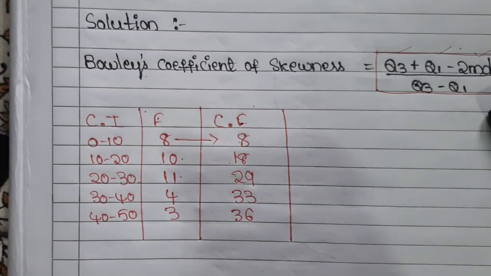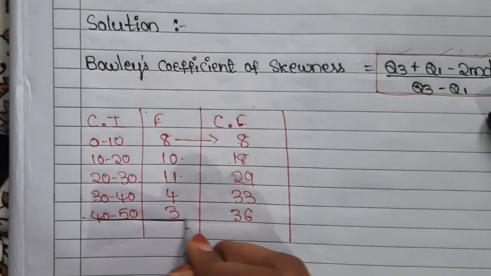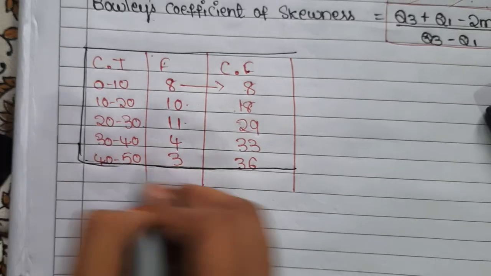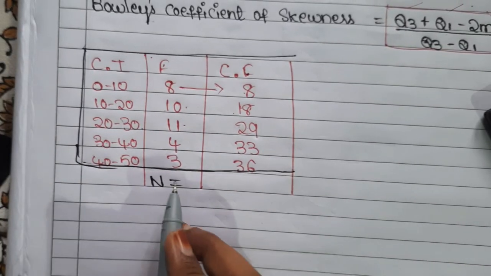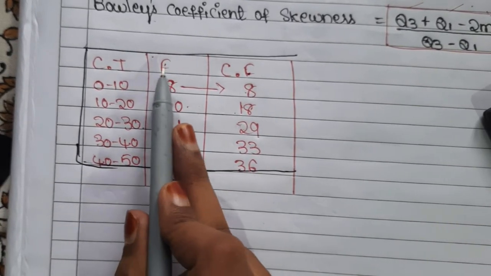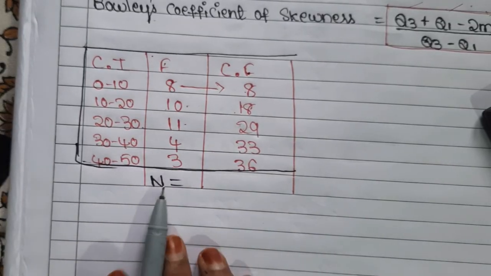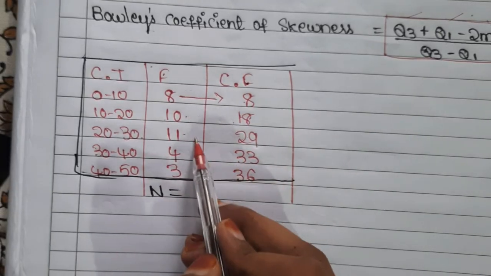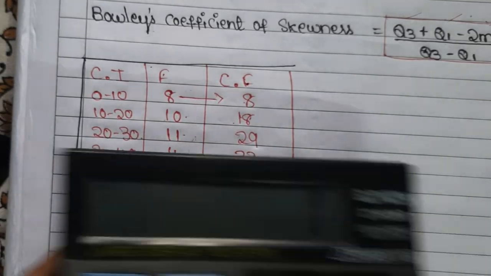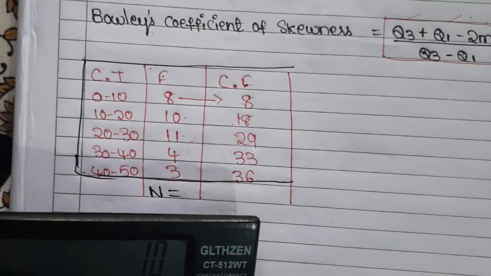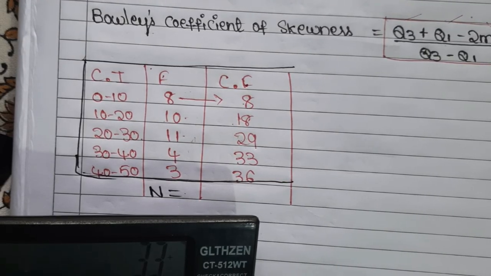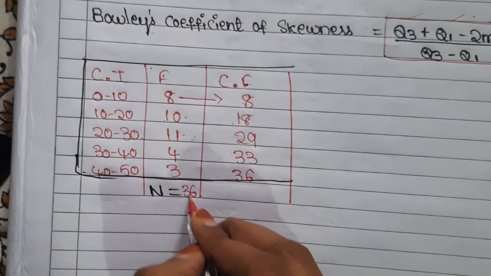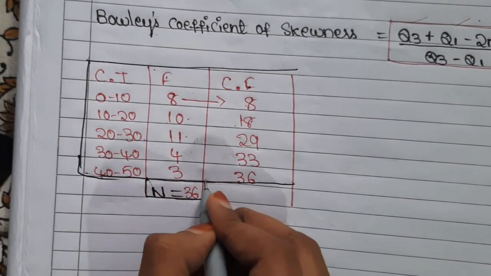Now we have to find n. Draw a box like this. In your examination also, let us find n. N is nothing but the total of frequency, or we can also call it sigma f. So how much is n? When you add all these numbers, you will get n. How much is it? 8 plus 10 plus 11 plus 4 plus 3. It is 36. So we are getting n as 36. So this is our n.